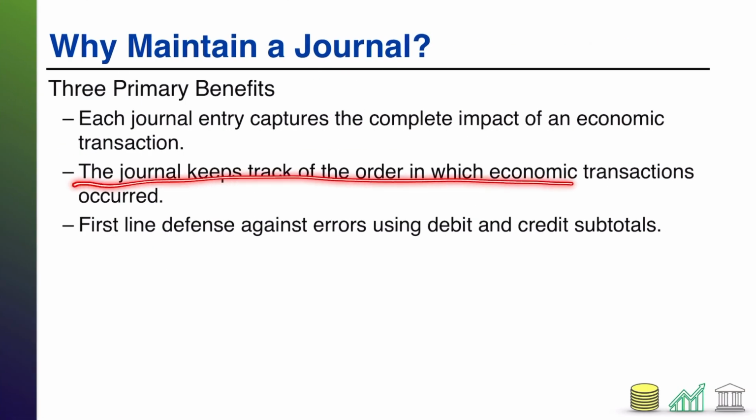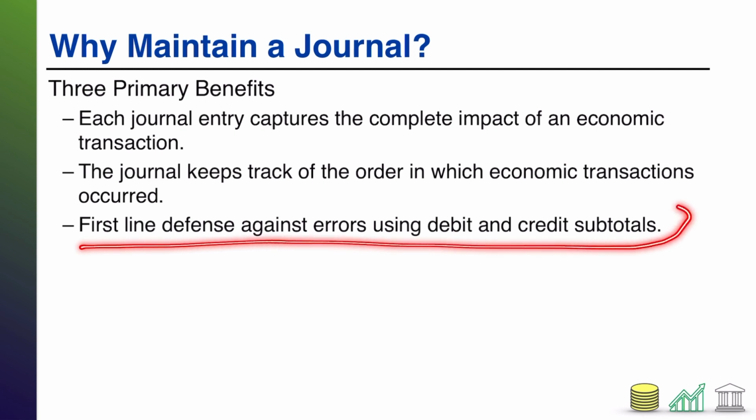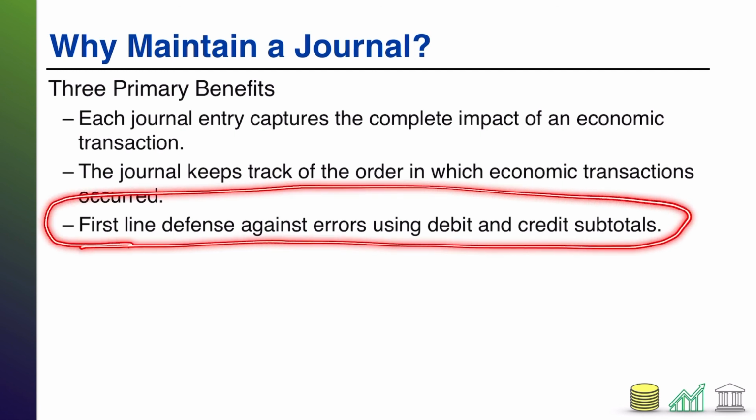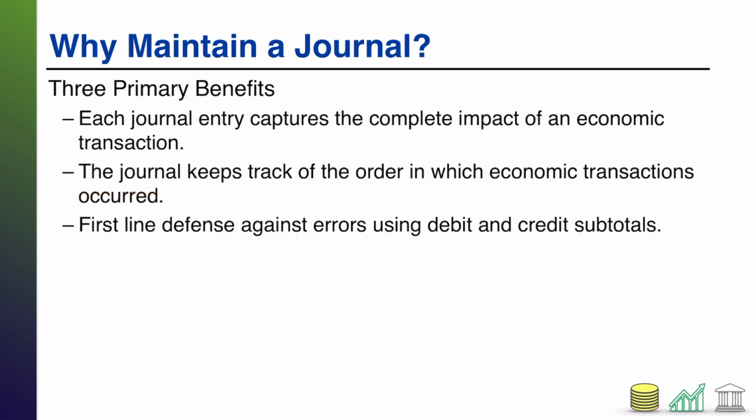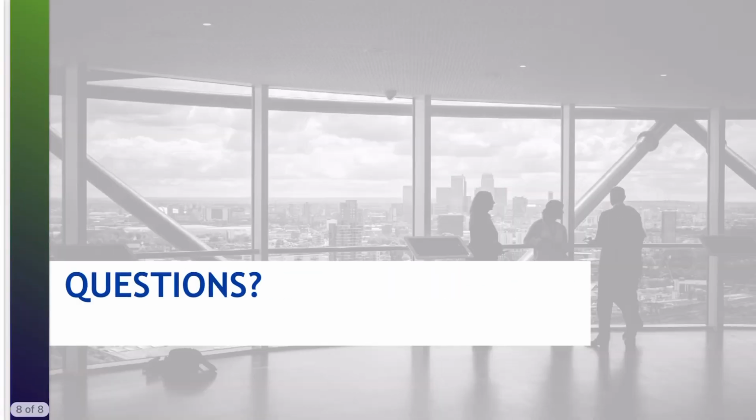So that's our second bullet there. The journal keeps track of the order in which economic activity occurred because that carries its own level of information to it. And then lastly, as I mentioned on that last slide with the journal, it's your first line of defense against errors because you can add up your debits, you can add up your credits, and they should be equal. And if they're not, you know you've got a mistake, and you can then try to hunt that mistake down. So kind of a first line of defense against mistakes.